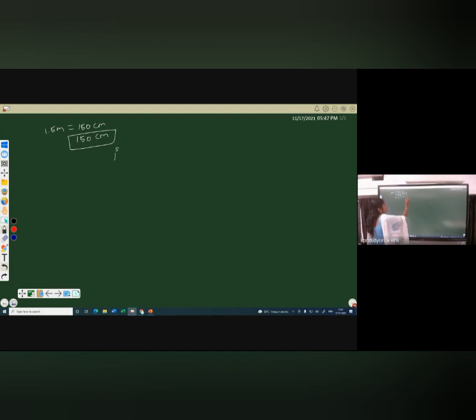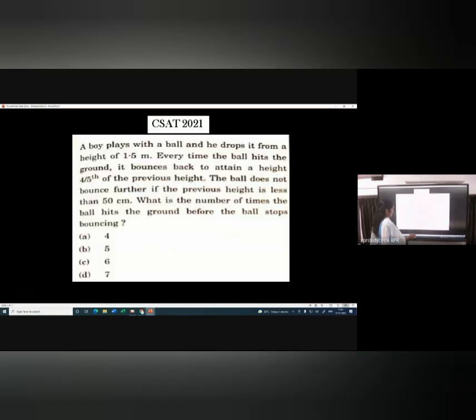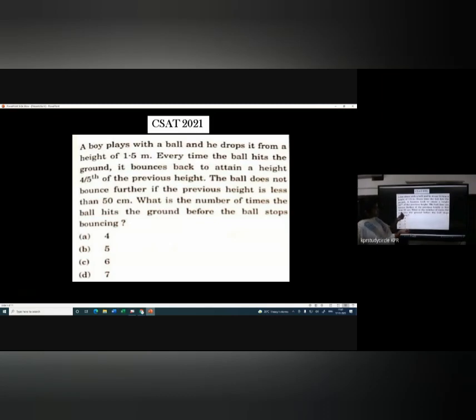Right? So, first hit when the ball hits the ground. First hit will happen from a height of 150 centimeter. The boy drops the ball from height of 150 centimeter. It initially hits the ground, which is the first hit. So, when the first hit happened, the ball came from a height of 150 centimeter. And every time the ball hits the ground, it bounces back to attain a height 4 by 5th of the previous height.